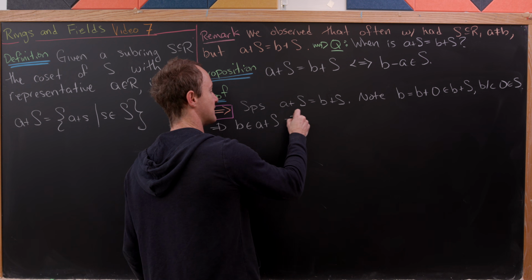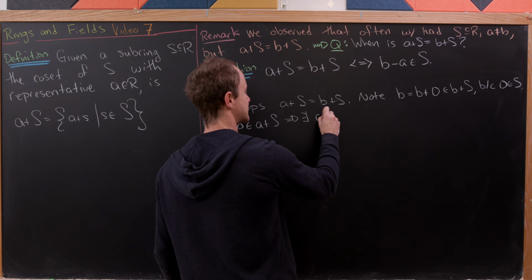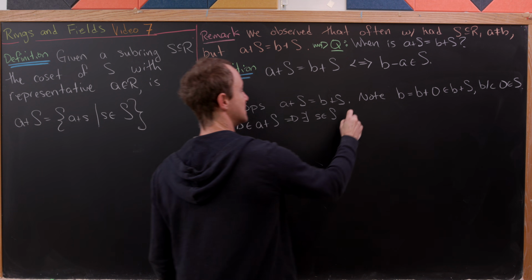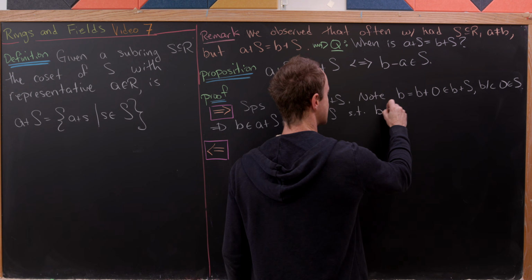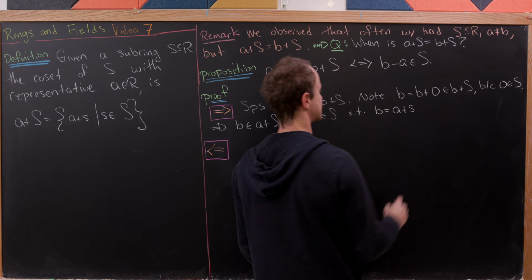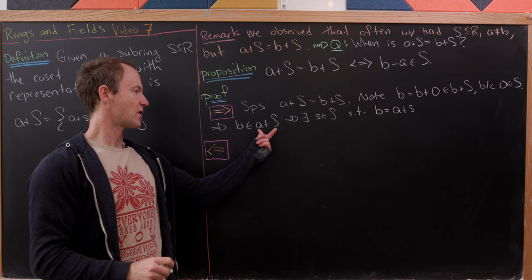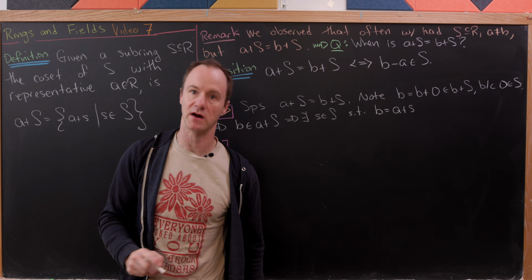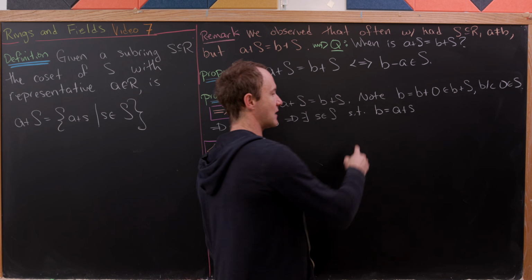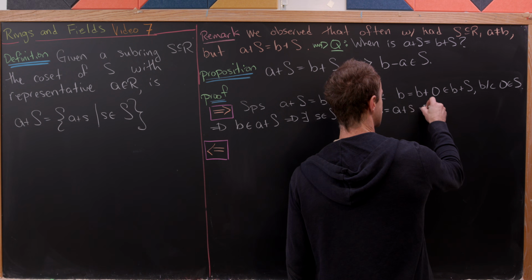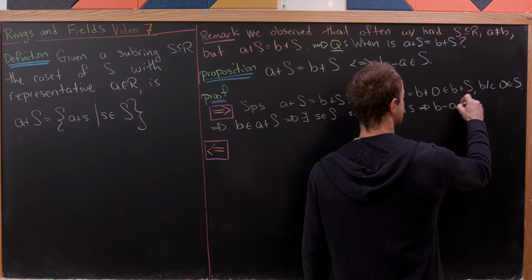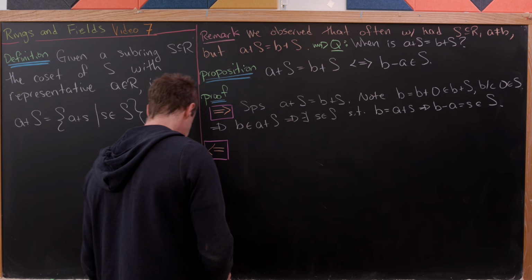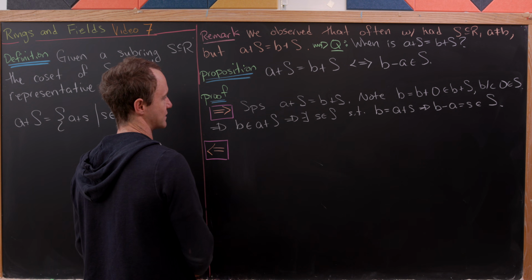But observe, that means that there exists an element little s from our subring S such that B is equal to A plus little s. Remember, everything in A plus big S is of the form A plus little s. That's by our definition over here. But now let's observe we can move some things around here, and we see that B minus A is equal to little s, which is an element of S. So let's observe that we have done the forward direction.